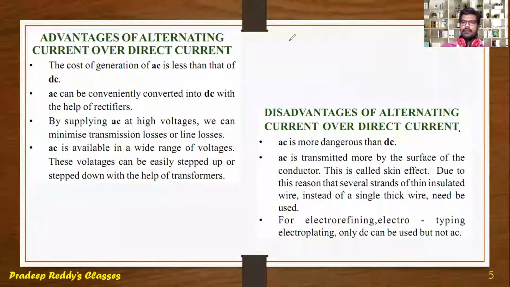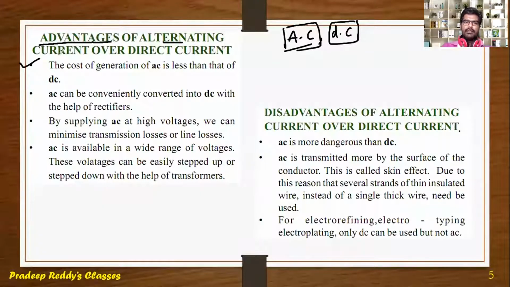So students, now you are able to distinguish what is meant by AC and what is meant by DC. DC is direct current, AC is alternating current. AC has a few advantages and disadvantages, and DC also has some advantages and disadvantages. Now we will compare the advantages and disadvantages of alternating current over direct current. The first advantage is that the cost of generation of AC is less than that of DC.